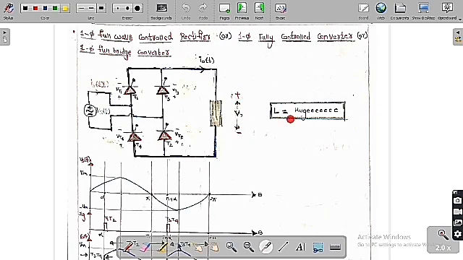We are going to assume the load has some inductance and it is very highly inductive. It is a huge value of inductor. Therefore the current cannot change. We are going to assume it is a constant current, meaning the load current is always constant. That is the assumption we are going to make, that the L value is very huge.